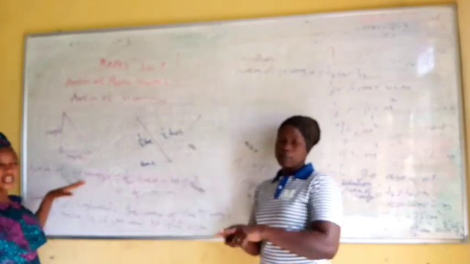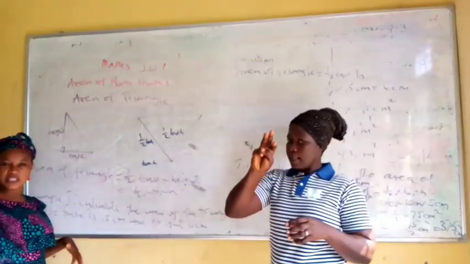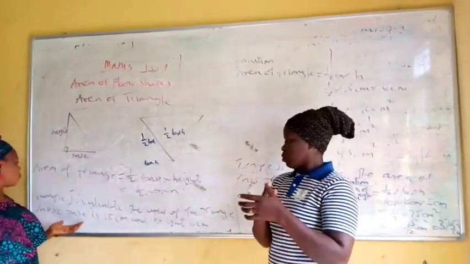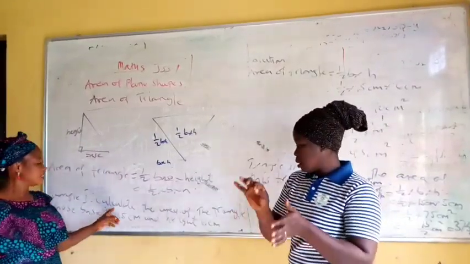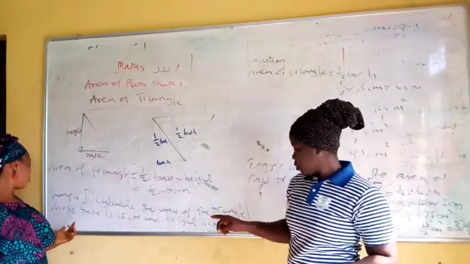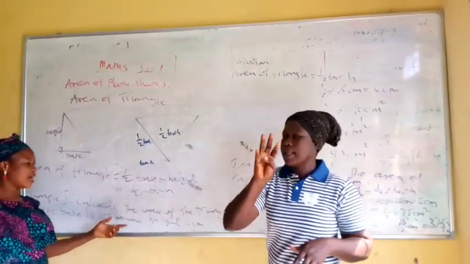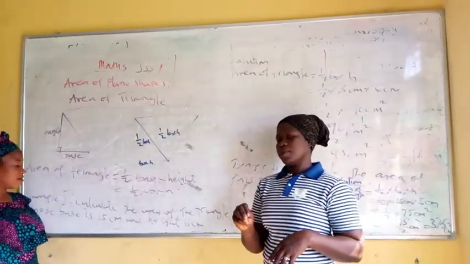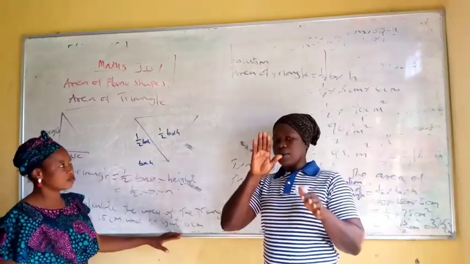And don't forget, it should be either in centimeter square or in meter square. The first example under this area of triangle says that calculate the area of the triangle whose base is 15 centimeter and height 6 centimeter. Base 15, height 6 centimeter.